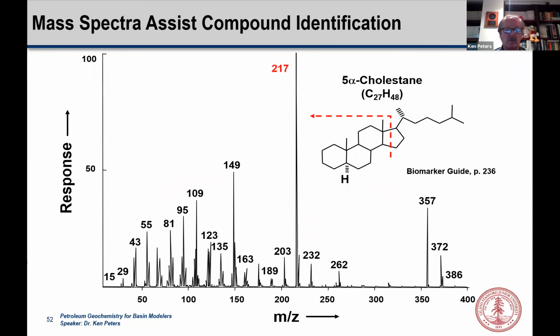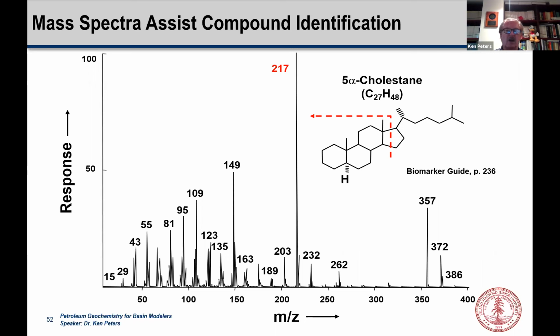So this is not a mass chromatogram, this is a mass spectrum of cholestane. And you can see there are lots of ions formed. We've got that electron multiplier measuring those, and we've got a computer to record them. And you can see here is what we call the base peak. Lots of response at 217, that's the base peak. But then we get all these other ions.